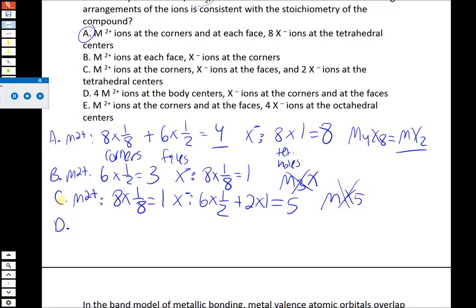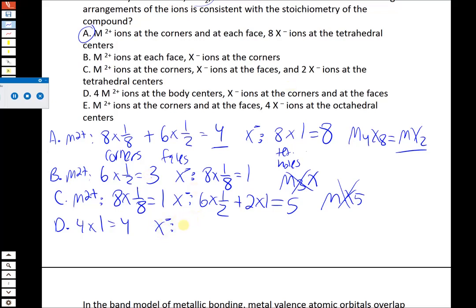And then choice D, we have 4 M2+ ions at the body center. So anything that's inside and in a body-centered position just counts as 1. It's not on the edge of the unit cell, so it doesn't get shared with any. And that was going to give us 4 M2+. And then for X-, we say corners and faces.